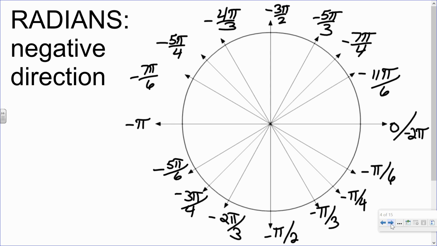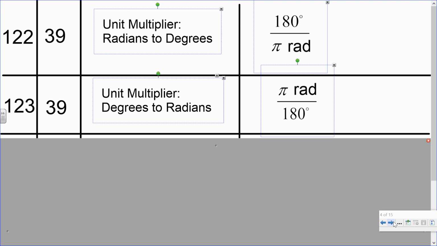Okay, so 180 degrees is how much in radians? Half of the circle is 180 degrees, or what in radians? Pi. So if we need to convert in a problem between degrees and radians, 180 degrees is the very same thing as pi in radians. So we can do our unit multipliers since those amounts are equal to each other. It does not matter which one's in the numerator and which one's in the denominator.